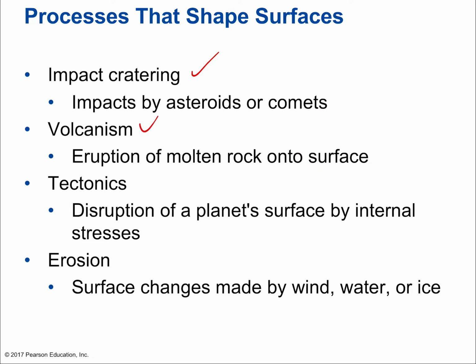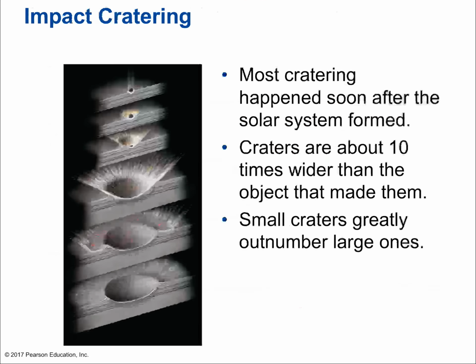Volcanism, the eruption of molten rock onto the surface, big old volcanoes. They have them on Mars. There are volcanoes on Venus. We have them here on Earth, right? You wouldn't have the Hawaiian Islands without volcanism. Tectonics, the disruption of a planetary surface by internal stresses, so the very surface of the planet cracking and moving around. And erosion, surfaces changed by wind, water, or ice. That's weather and glaciation. That would cause erosion.